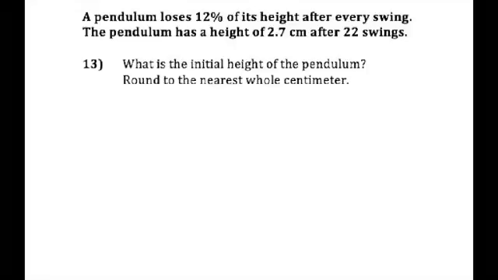Okay, number 13. A pendulum loses 12% of its height after every swing. The pendulum has a height of 2.7 centimeters after 22 swings. We want to find the initial height of the pendulum, and we want to round to the nearest whole centimeter. So go ahead and set that up.